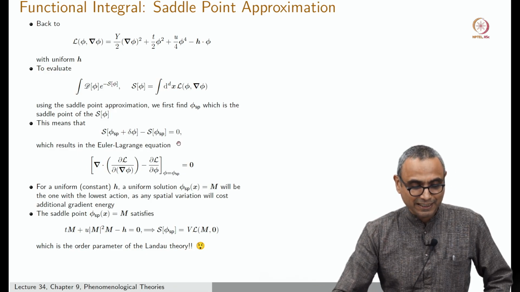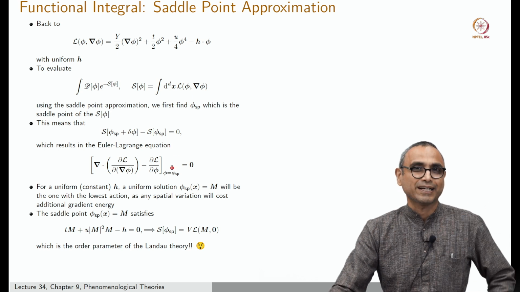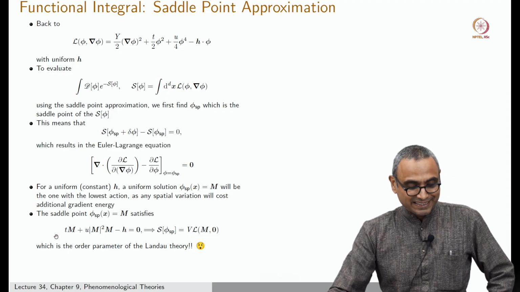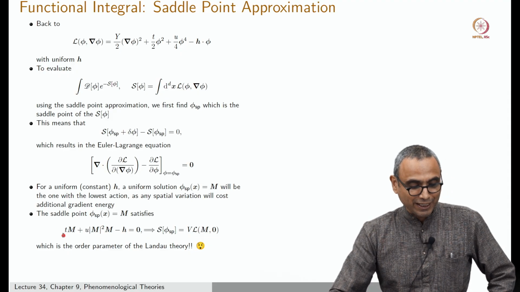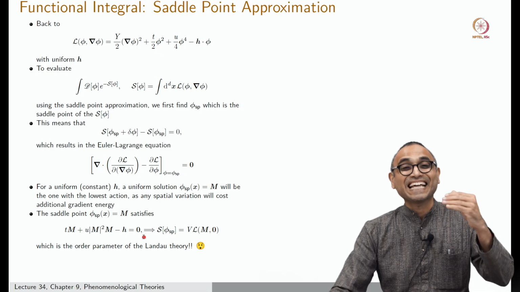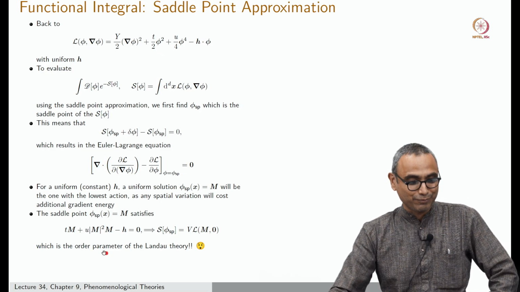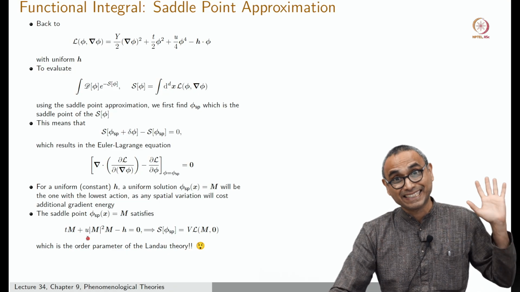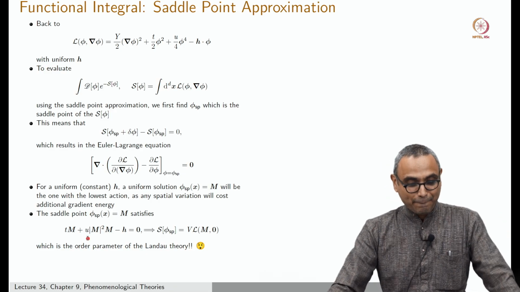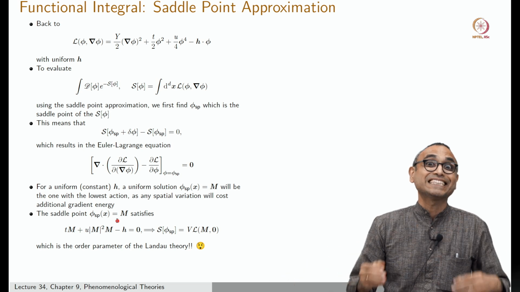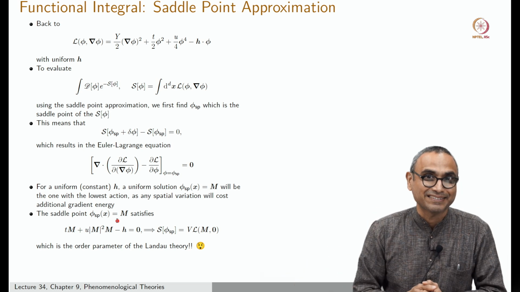You can take this equation and show that in the situation where the gradient vanishes, the saddle point equation is this: T times m plus u mod m square m minus h is equal to 0, right? But this is exactly the condition set for us for the magnetization, namely the minimum value of L of phi in the Landau theory. So what we see is that the homogeneous saddle point solution is the order parameter of the Landau theory. That's what we are finding.